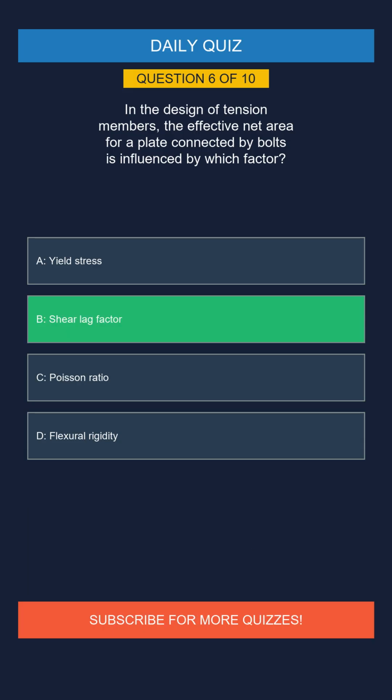Time is up. The correct answer is option B, shear lag factor.